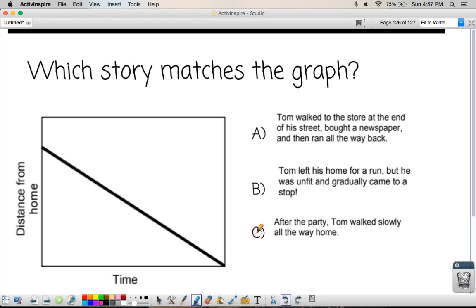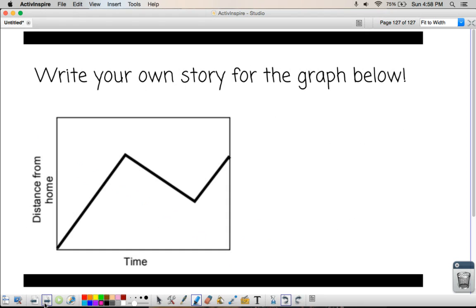The answer here is C. So he starts away from home, and then he just walks at the same pace all the way until he gets there. For this one, I want you to write your own story for what Tom did.